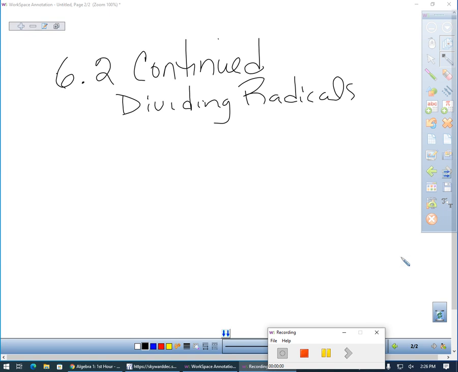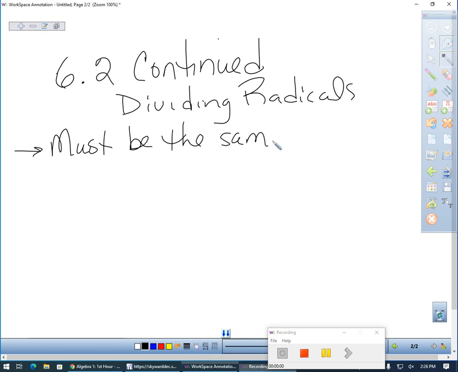Going to continue 6.2, and we're dividing radicals today. In order to divide them, just like yesterday when we multiply them, they have to be the same size, right? So the first thing must be the same dimension or size. So in order to divide them, you have to have a cube root over a cube root, fourth root over fourth root, and so on.